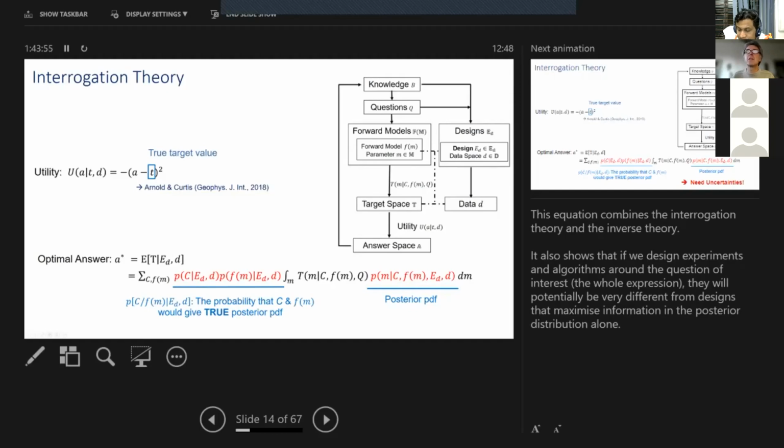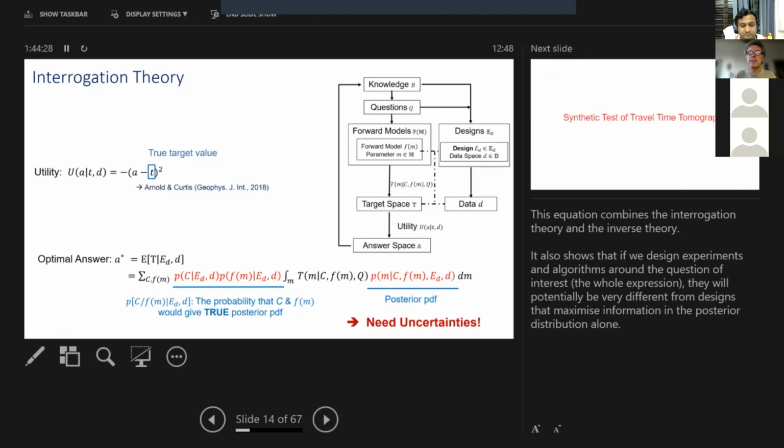So the nice thing about this is that it shows the difference between inverse theory, which is estimating this probability density over on the right, and interrogation theory, which is calculating everything around that in order to find an optimal answer to a specific question. And the specific question is going to be encoded in the target function. What's clear from this is that we need to estimate uncertainties. And that's why we've been spending so much time on uncertainties.